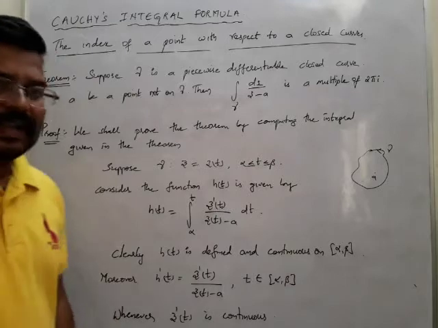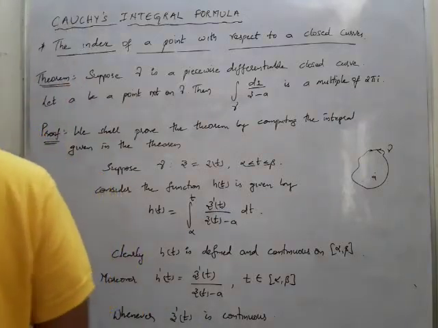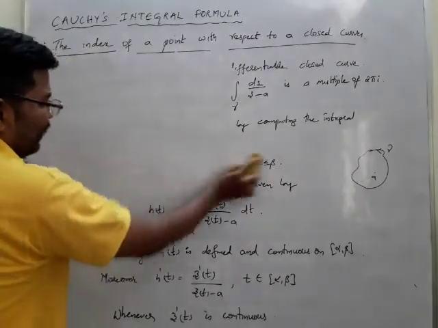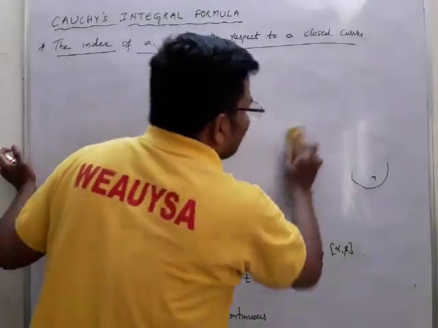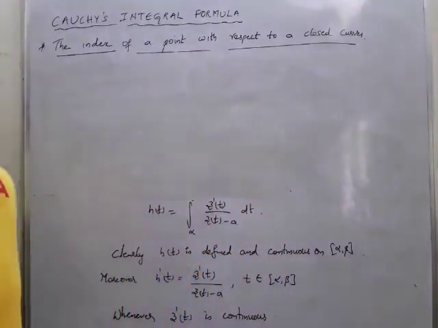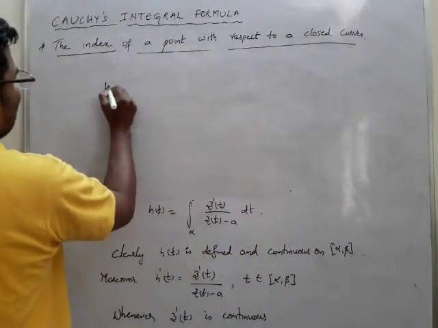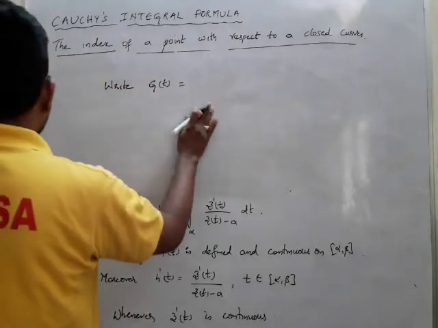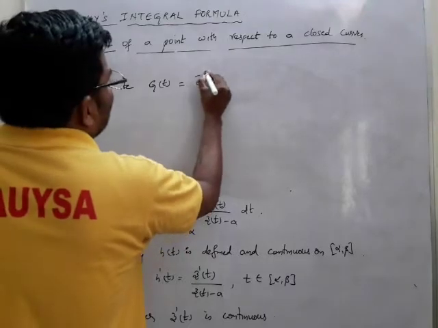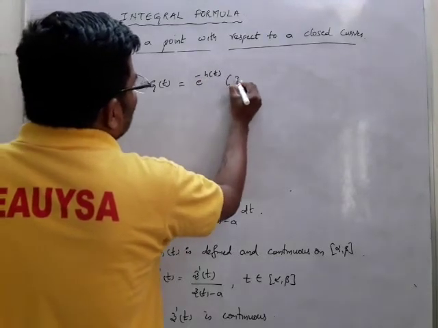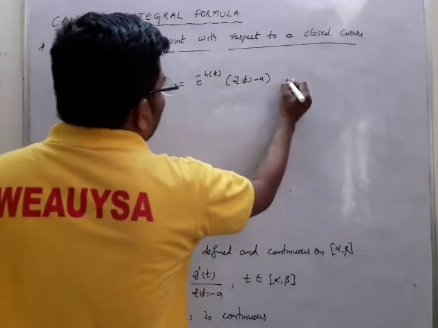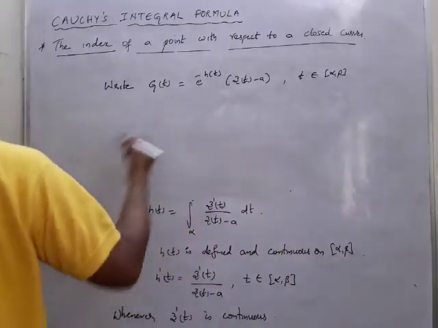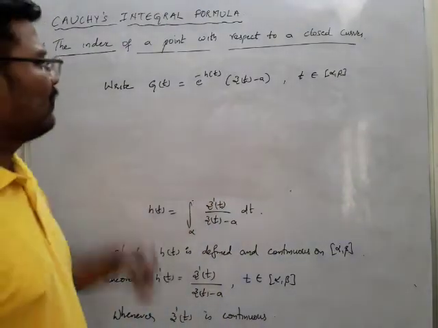We consider another function g of t. We take the function in this form: g of t is equal to e power minus h of t into z of t minus a, where t belongs to alpha comma beta. Now this is what we have chosen.